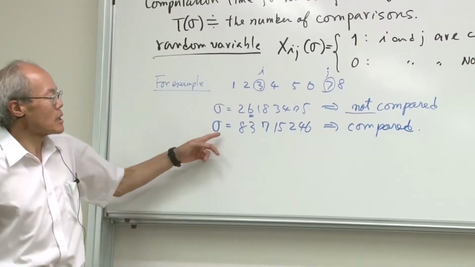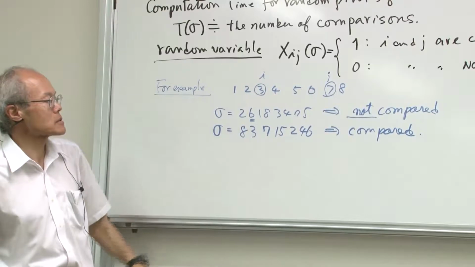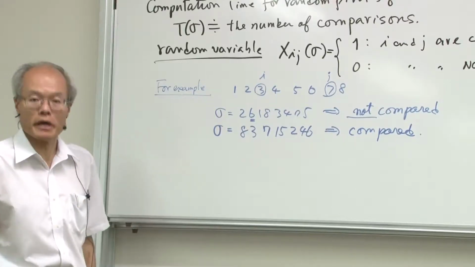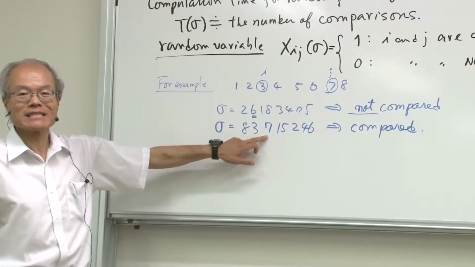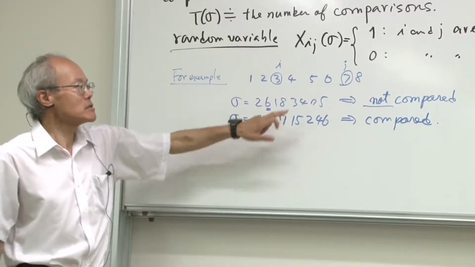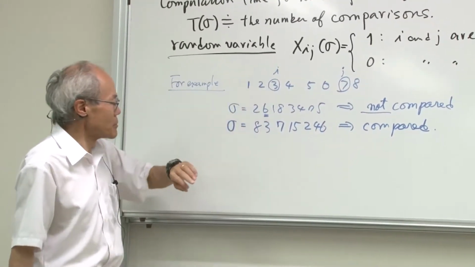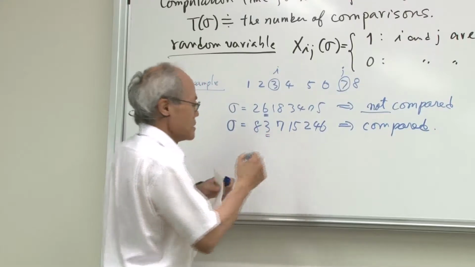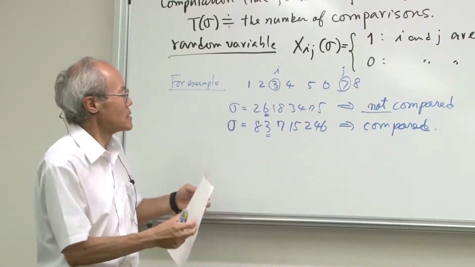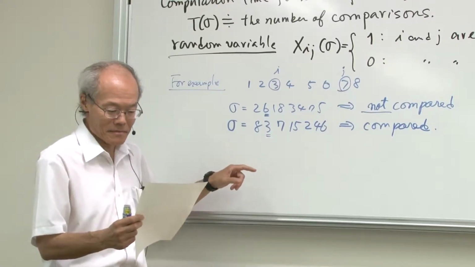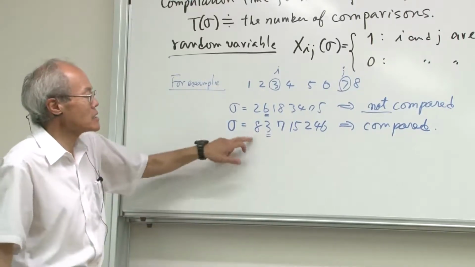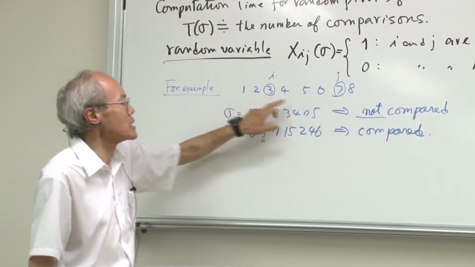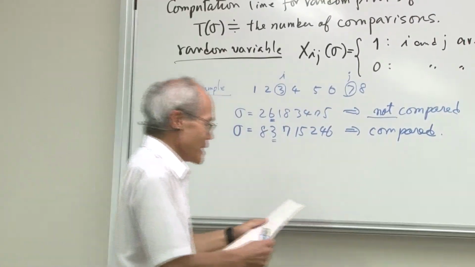What about this? Now the pivot sequence is 8, 3, 7, 1, 5, 2, 4, 6. This time, 3 and 7 are compared. Why? 8 is nothing. 3, I'm sorry, I made a mistake. 3 comes, okay, that's fine. 8 and nothing. But 3 is important. Now 3 is a pivot, and 3 and 7 are compared.